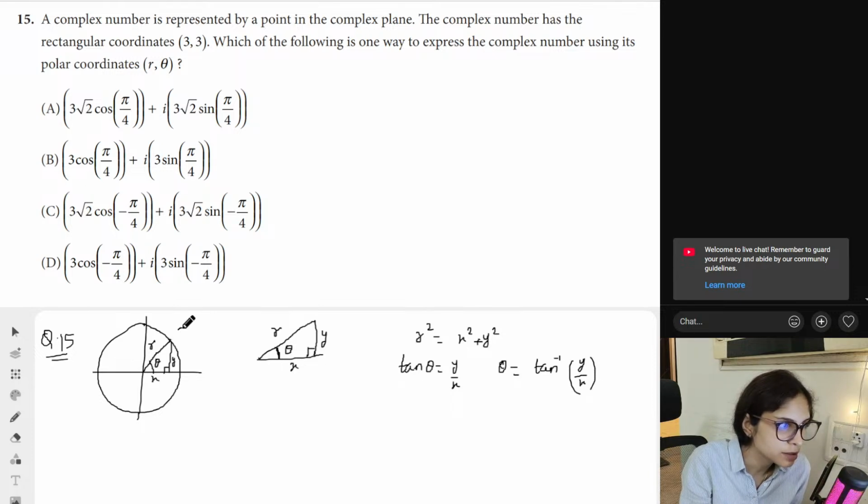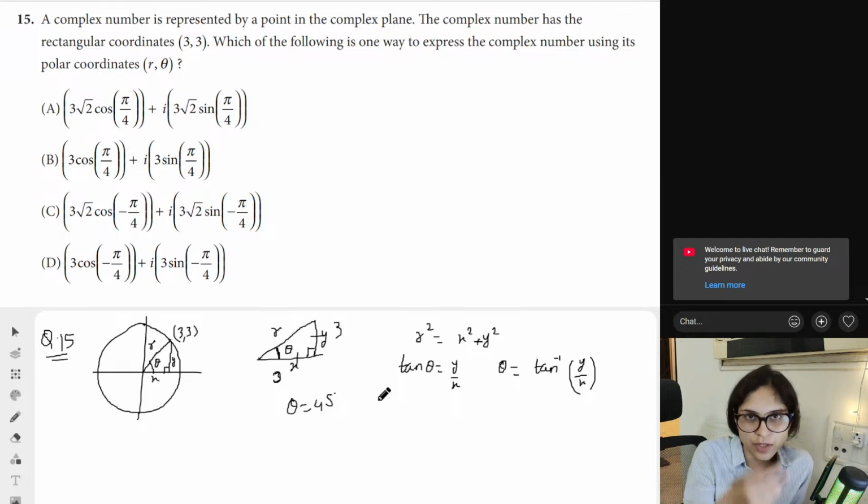Now the coordinates are at the point 3, 3. So when it is 3, 3, that means x is also 3, y is also 3. So you don't even need to take tan inverse because these two are equal. This is 90 degrees, so theta is equal to 45 degrees, because this becomes an isosceles triangle. And a right isosceles triangle is 45, 45, 90.